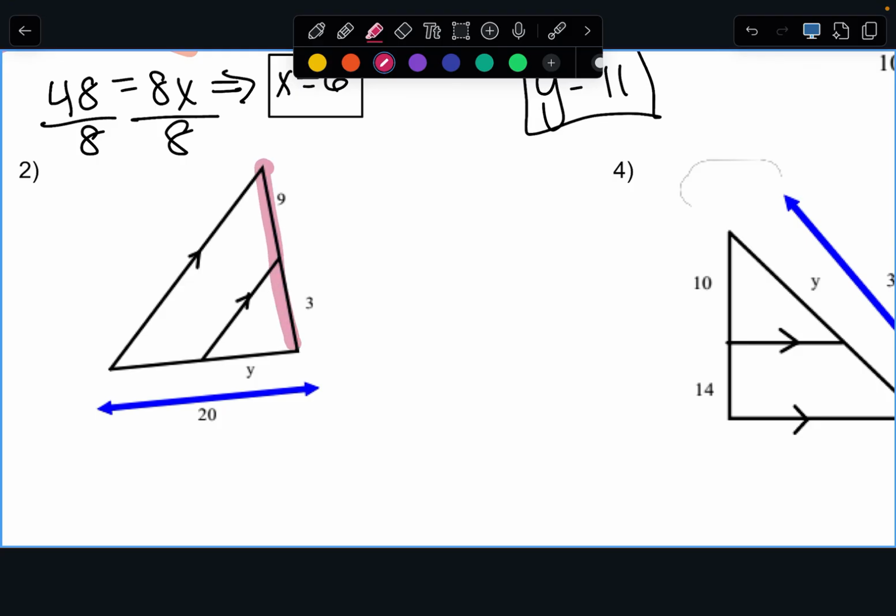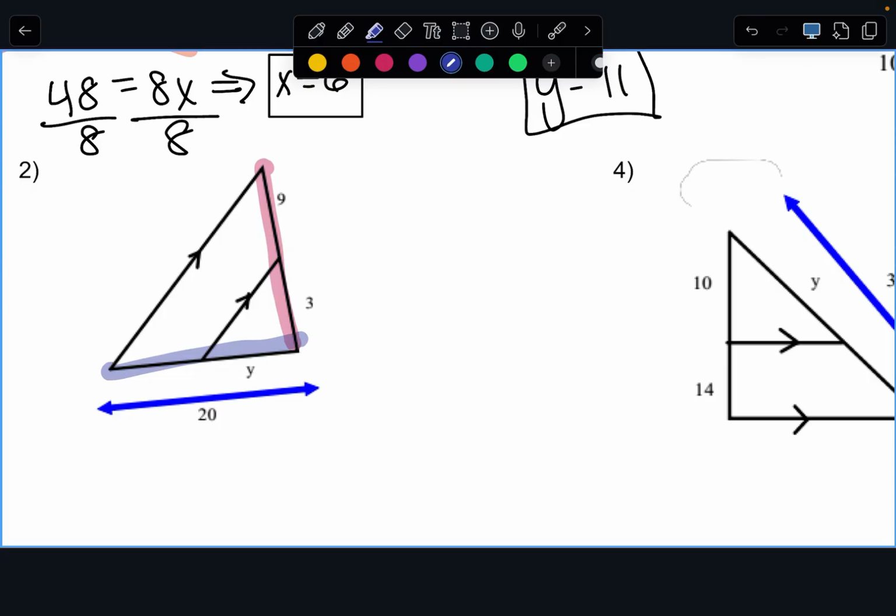What are my parts of this pink side right here? What are its parts? 9 and 3. Okay. What are the parts of the blue side? We have y. Do we have this part? No. Could we find it? Yeah. What would it be in terms of y? If the whole thing's 20 and this piece is y, how do I represent what's left?